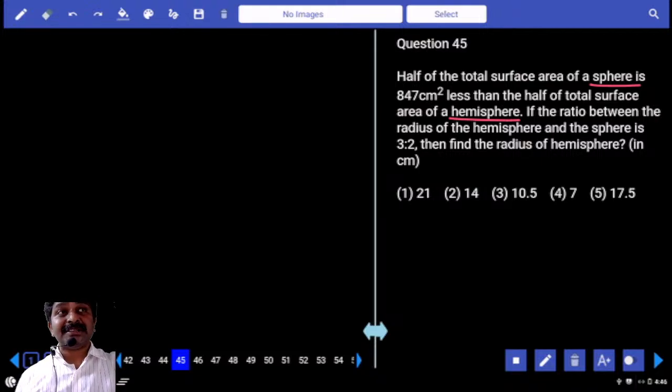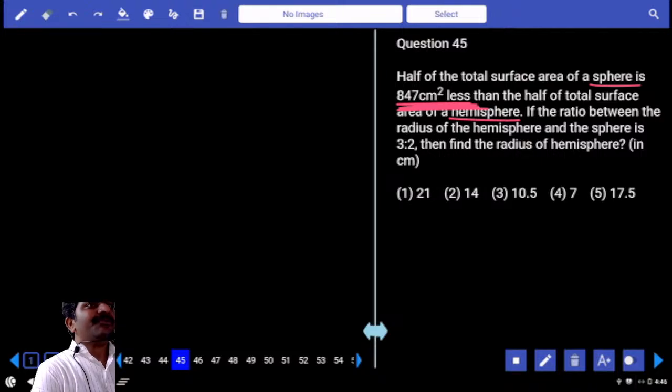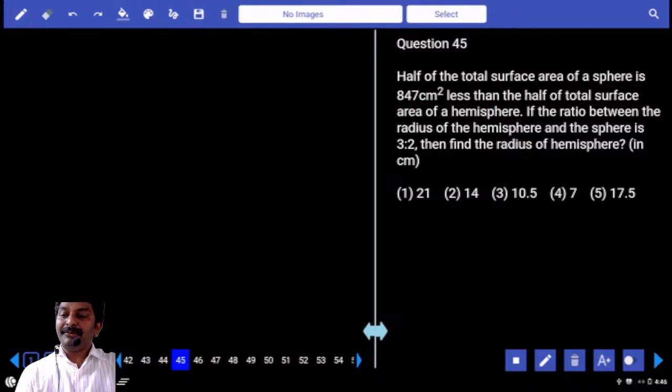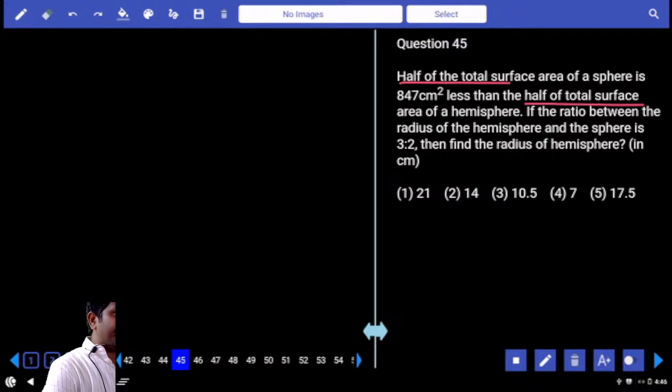Half of the total surface area of the sphere is 847 less. Which is less? Sphere is less. So which is more? Right. For sphere, you need to take half of total surface area. Even for hemisphere also you have to take half of the total surface area.